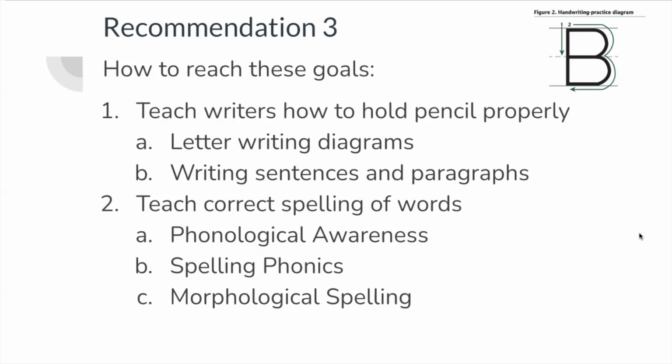The second thing to do is to teach the correct spelling of words. So this really emphasizes the skills of phonological awareness, spelling phonics, and morphological spelling. So phonological awareness being that connection between hearing a word, seeing the letters on paper, and understanding how the letters in that word all connect together to create the word that is on the paper. Spelling phonics is really making that letter sound correspondence, understanding why the letter E makes the E sound or the S sound, depending on how it is in a word. And then morphological spelling, where does that word come from? What is the basis of it? What is the history of it?